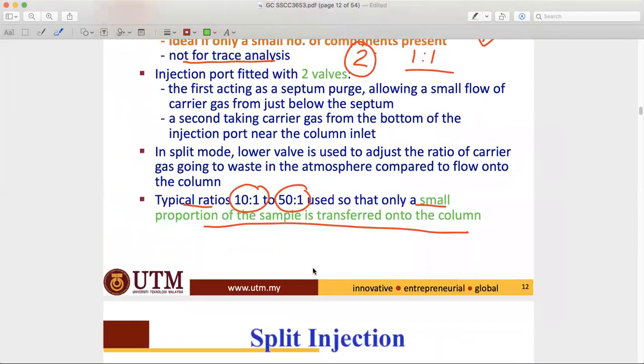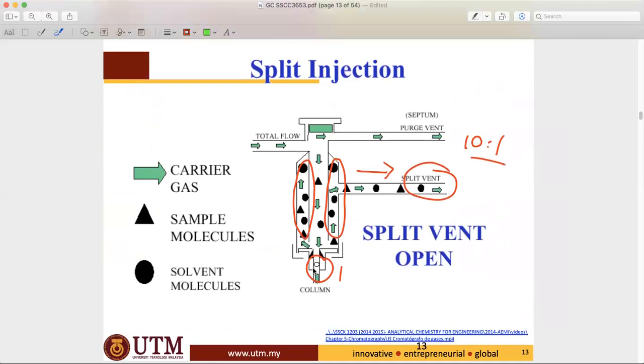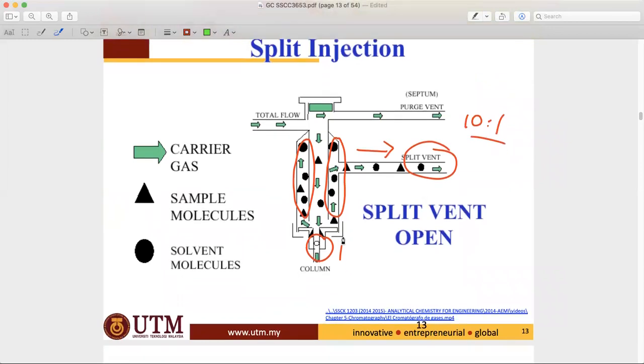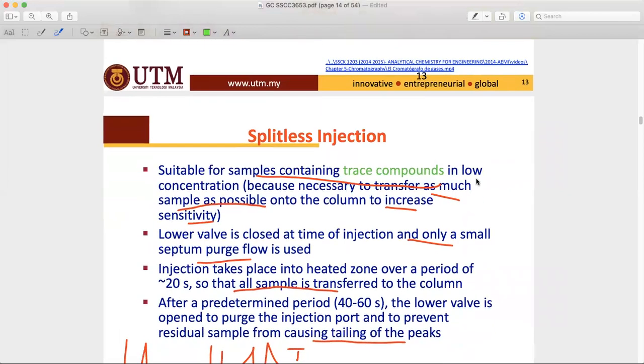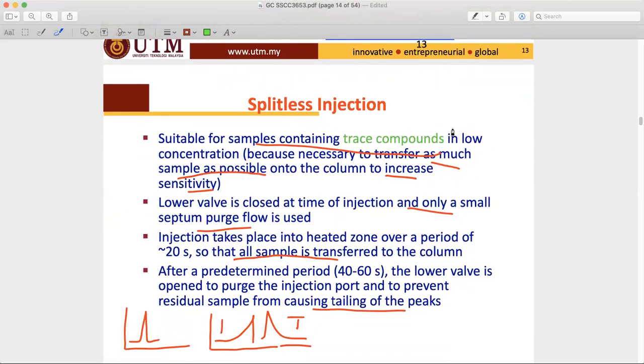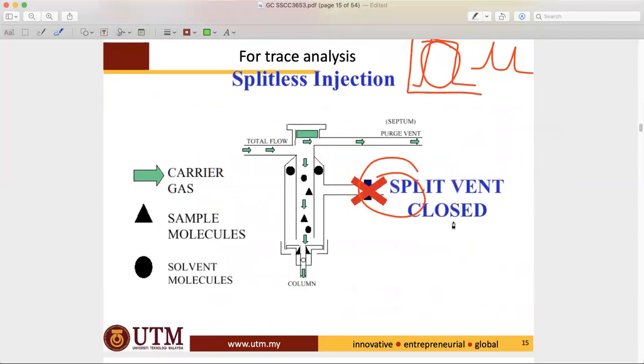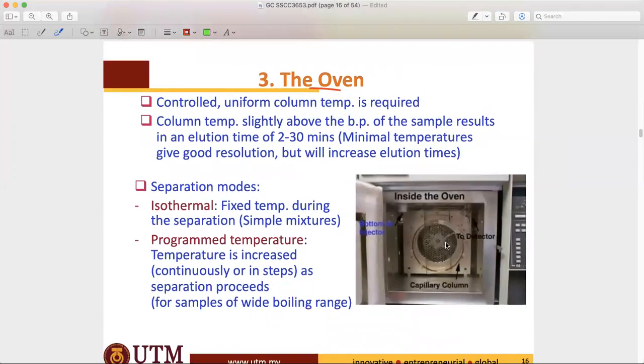These are the schematic diagrams of how split injection happens, where we depend on the ratio that we have set. Splitless injection is specific towards analyzing trace compounds. This is the splitless injection mode schematic diagram, where the important point is that the split vent is closed. Okay, so for today, I'm going to share with you the oven.